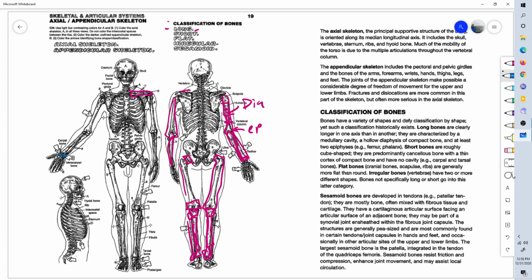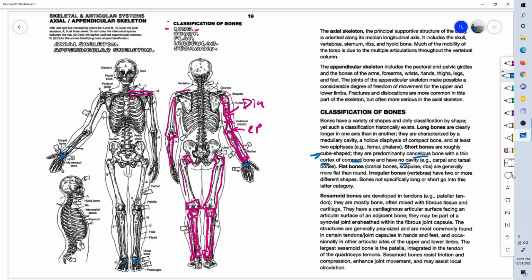And they are short and sort of roundish. And here are the tarsal bones in your feet right here. And here's more carpal bones. And they are cube shaped. They are cancellous bone, in other words, kind of hollowed out in there, right? With a thin cortex of compact bone and have no cavity. Excuse me, they're not hollowed out.